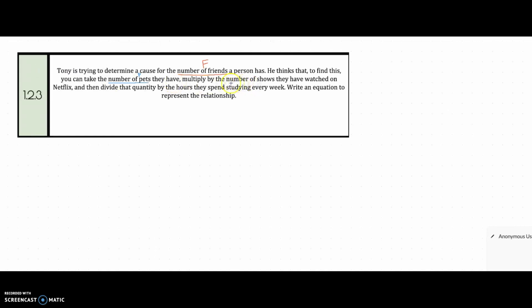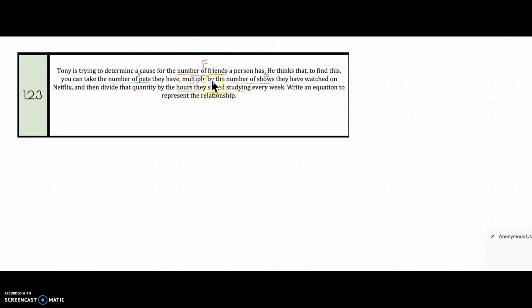And multiply by the number of shows they have watched on Netflix. We don't know that either, so I'm going to use a variable S. Finally, it says to divide that quantity by the hours they spend studying every week. We don't know that either, so I'm going to use an H there.